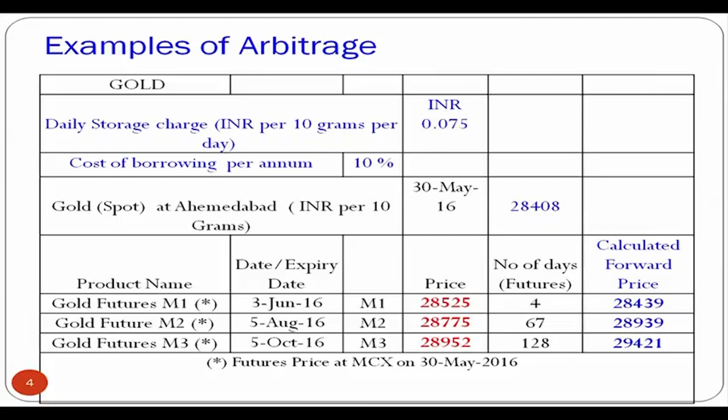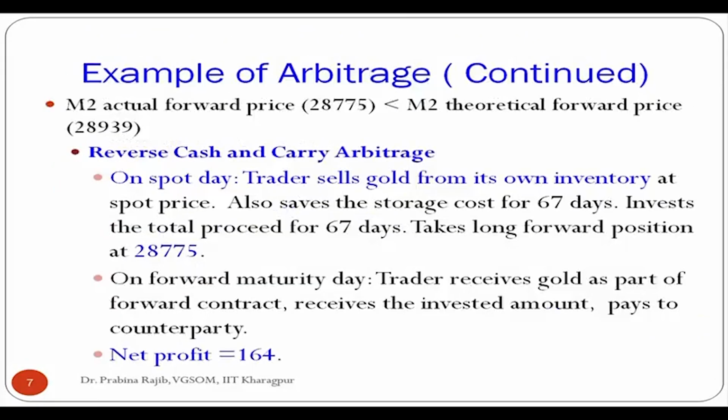As part of the reverse cash and carry arbitrage, what should be our strategy? Our strategy is that on the spot date we will sell gold from our own inventory. Whatever money we receive by selling the gold, we will invest it for 67 days, and simultaneously we will enter into a long futures position at 28,775, and on the contract expiry date we will make a profit of 164 rupees.